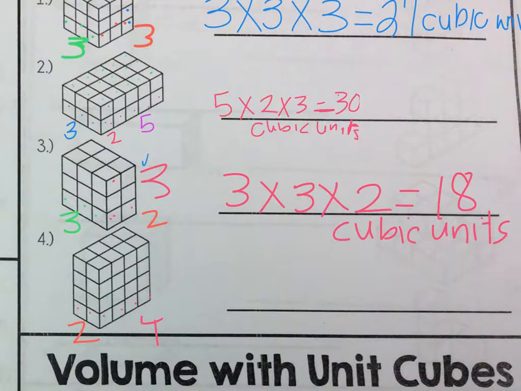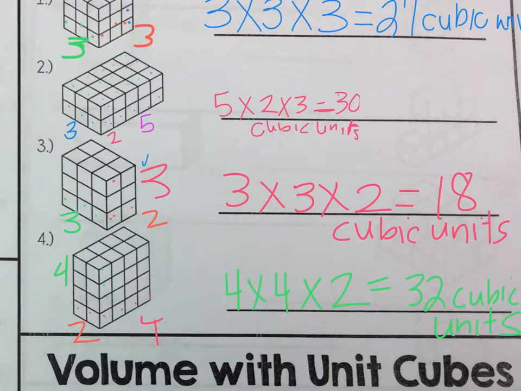1, 2, 3, 4. All right, so I'm going to say 4 times 4 times 2. Who agrees with me? What's 4 times 4? 16. Times 2? 32. 32 what? Cubic units. Who got 32 cubic units? Excellent. Okay, now let's go ahead and go to the next page in your little book for me.